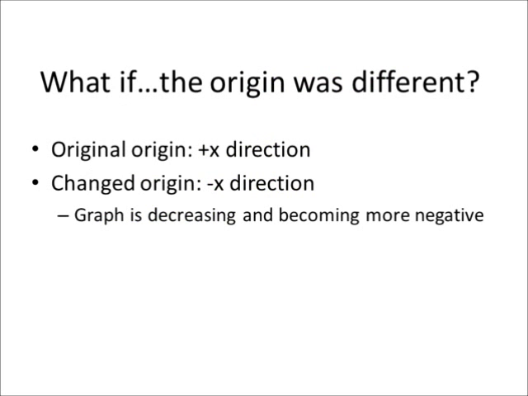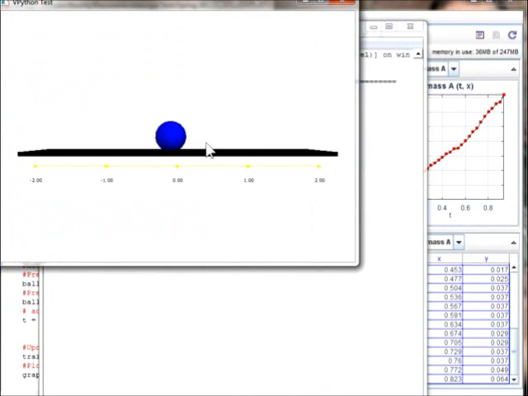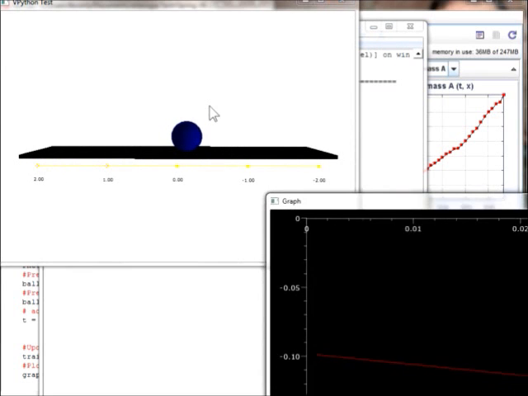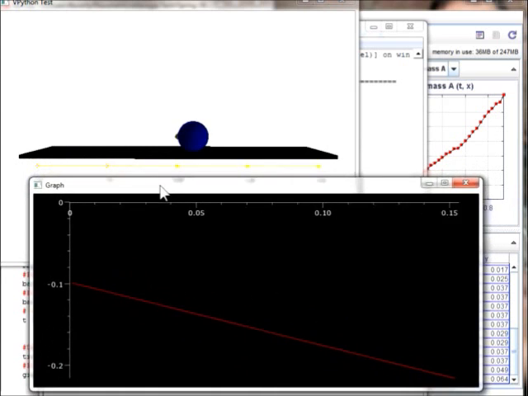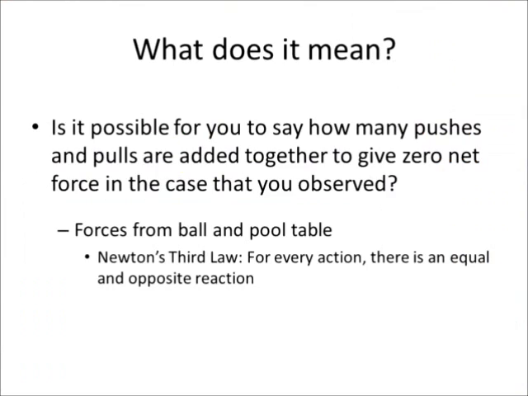For our what if, this is about if the origin was changed. Our original origin was in the positive x direction, which was an increasing graph and the ball moving to the left. If we had changed this origin, it would be going to the negative x direction. Our graph would be decreasing and becoming more negative. I am changing my x positions to negative, and I make my axes so that the left is negative and the right is positive. You see that the ball is moving to the right in the negative direction and that the graph is slowly decreasing.